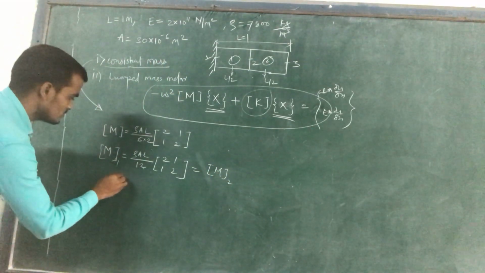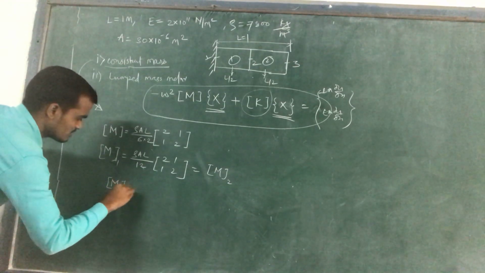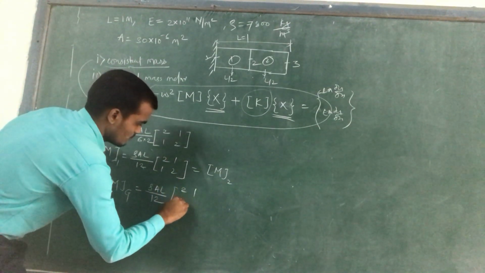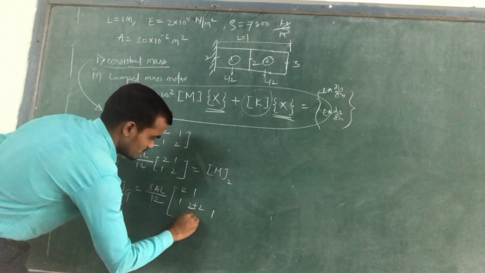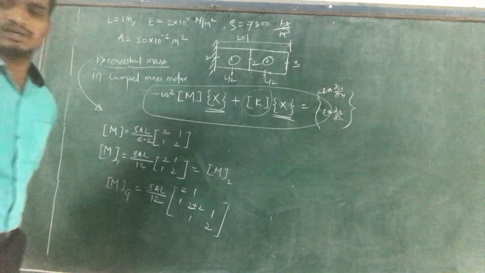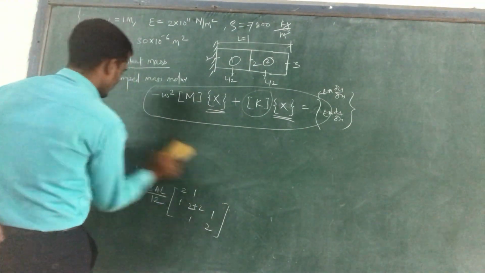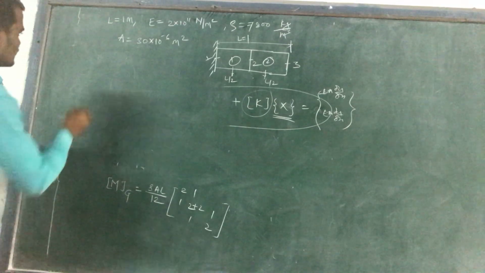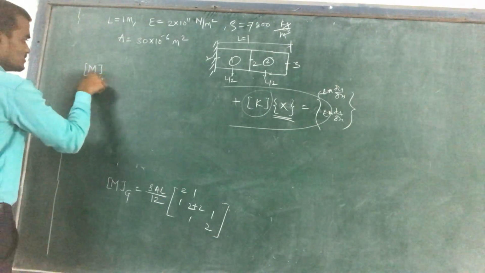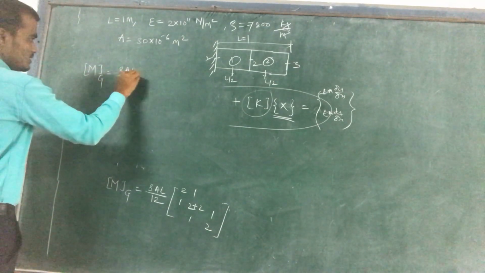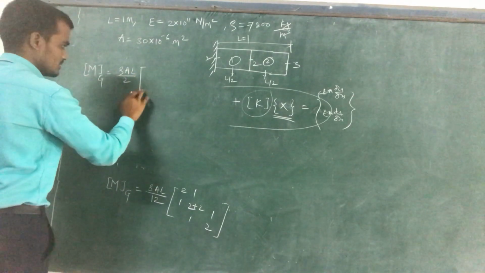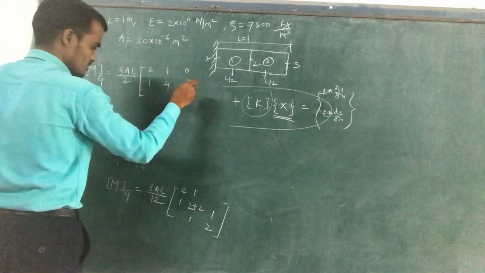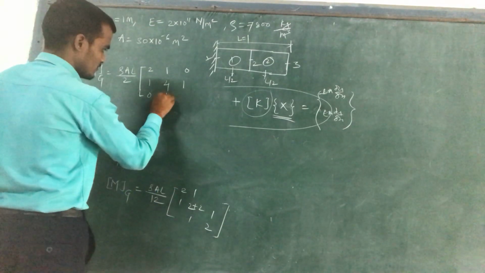So the global mass matrix will become rho into A into L divided by 12 in bracket 2 1 1 2, plus 2 1 1 2, suitably overlapped. Finally, the global mass matrix will become rho into A into L divided by 12 times the 3 by 3 matrix: 2 1 0, 1 4 1, 0 1 2.